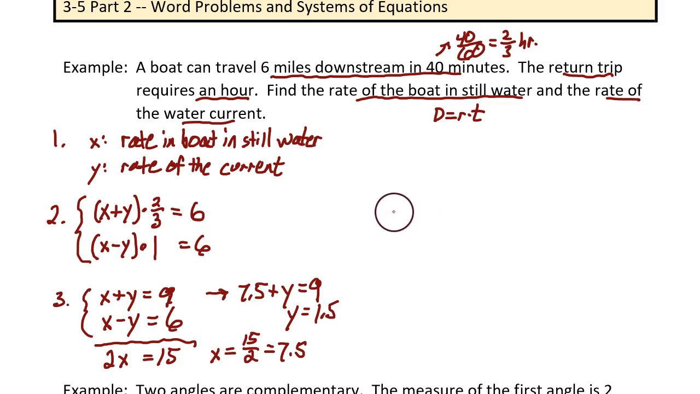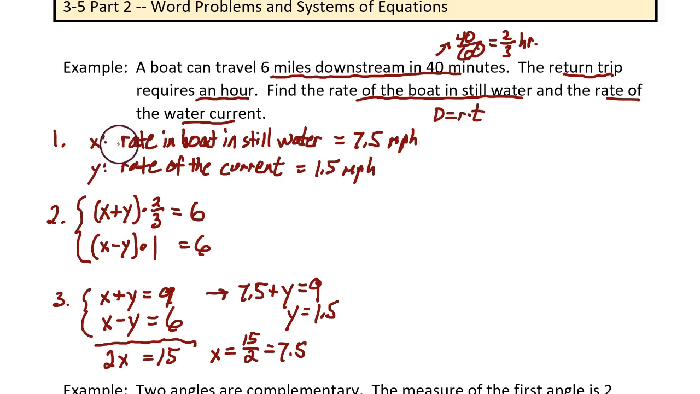Because this is a word problem, we're not going to write our answer as an ordered pair, 7.5 comma 1.5, because that doesn't have much meaning in the context of the problem. Let's explain our answer better than that. We figured out that the rate of the boat in still water is 7.5 miles per hour. And we figured out that the rate of the water current is 1.5 miles per hour.